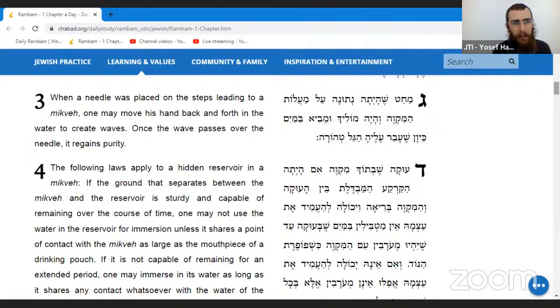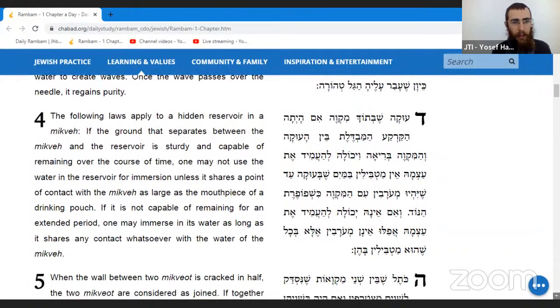Halacha number 3. When a needle was placed on the steps leading to a mikveh, but it was higher than the water level, one may move his hand back and forth in the water to create waves. Once the wave passes over the needle, it regains purity. So although it's above the water level, you can make waves so that it's suddenly within water level, and then it becomes pure. By the way, this particular Rambam is straight out of the Mishnah, and is recited in shul sometimes before Kaddish D'Rabbanan.